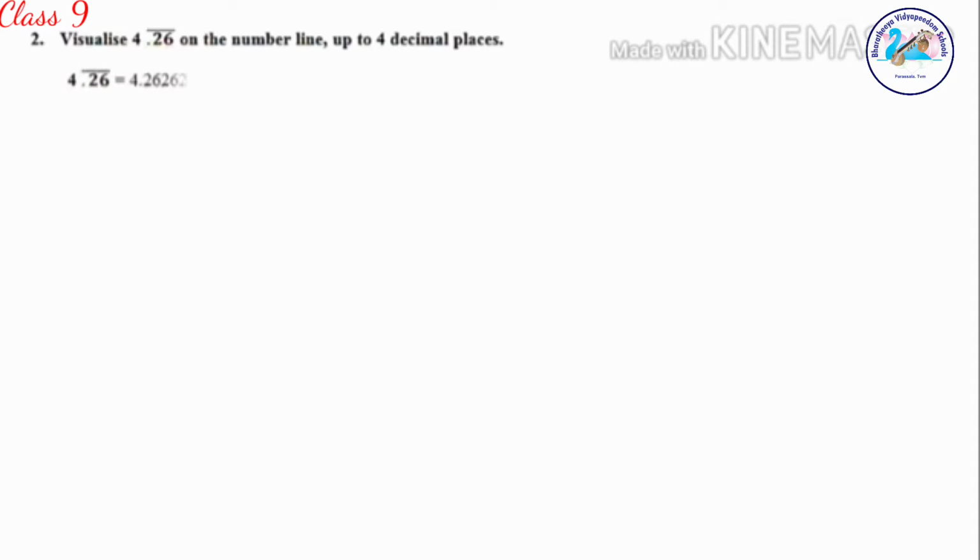So let's expand the given number, that is 4.26 bar is equal to 4.262626 etc. Here the digits 2 and 6 are repeating periodically. So from here we need only 4 digits, that is 2626. That is, 4.26 bar up to 4 decimal places is equal to 4.2626. Here we have to represent this number on the number line. It is quite clear that 4.2626 lies between 4 and 5.